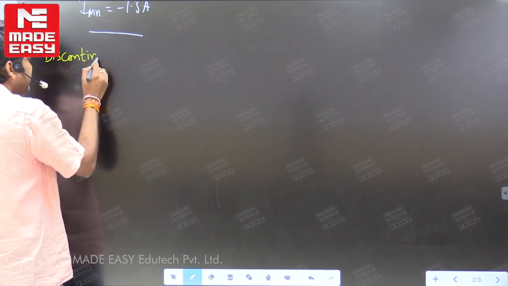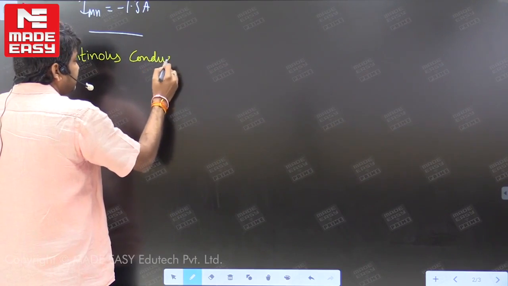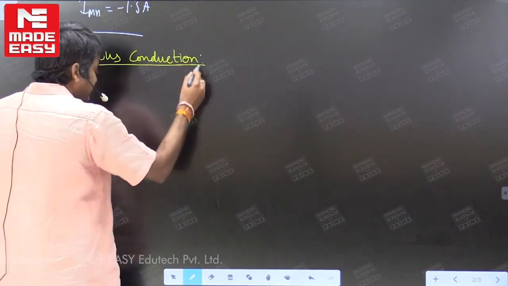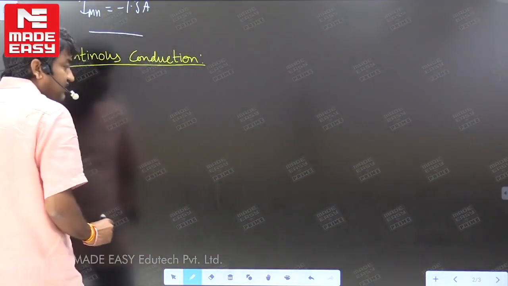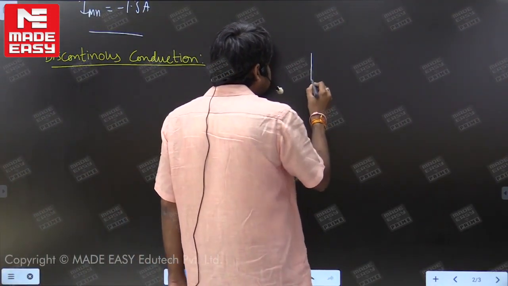So we have just verified now it is discontinuous conduction. Inductor current is discontinuous conduction. So for discontinuous conduction, let us draw the waveforms of VL and IL.